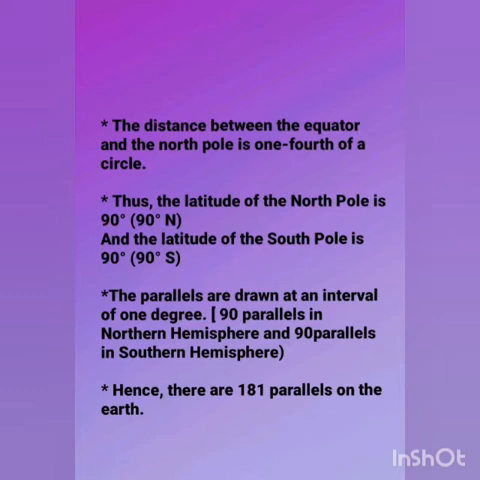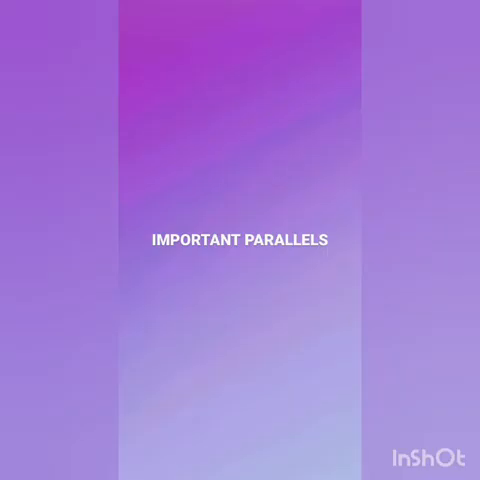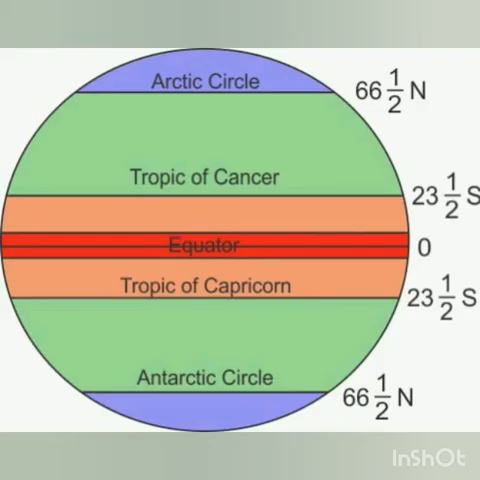Now let us discuss some important parallels. There are 4 main important parallels apart from the equator, which we have already discussed. The other parallels are the Tropic of Cancer, Tropic of Capricorn, Arctic Circle, and Antarctic Circle. Now let us understand this with the help of one video.